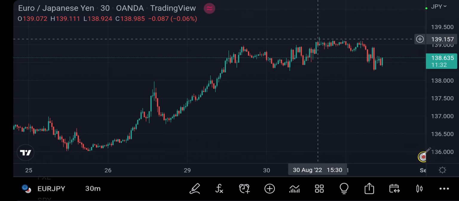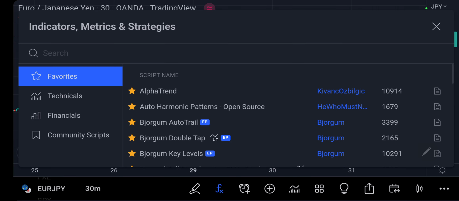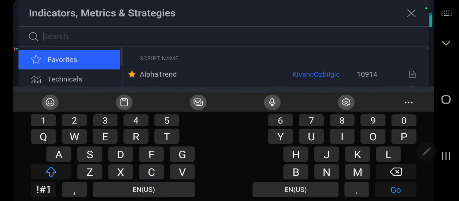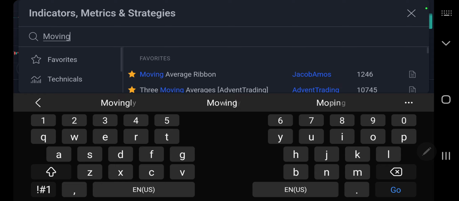So guys, take a look over here. I'm going to go to this F sign where you can see where we bring our indicators, and the first indicator, note it down, is the moving average. Here you can see I already put it in my favorites with the yellow star. You can see the moving average ribbon. Click on this one.